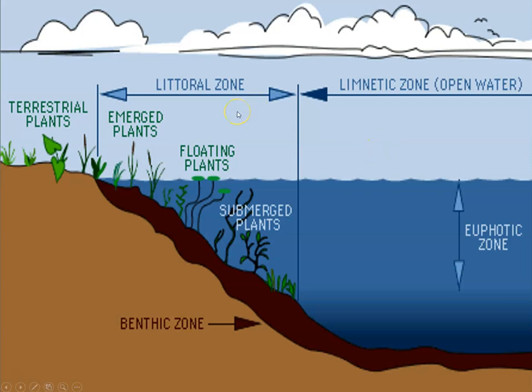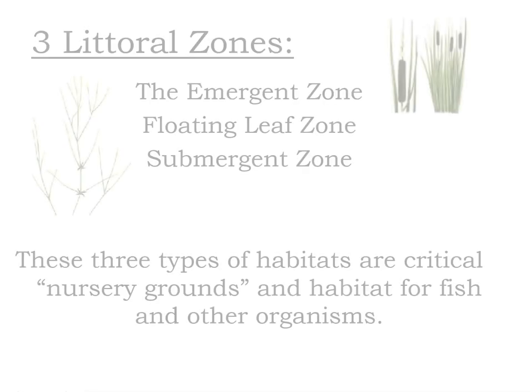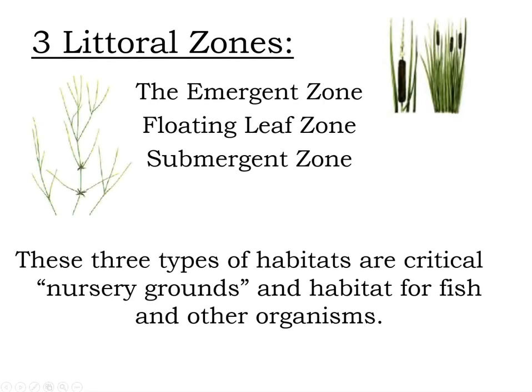Okay, littoral zone is broken up into 3 different zones, and we'll look at each one individually. Emergent zone, floating leaf zone, and submergent zone. And then the limnetic zone is broken up into the euphotic zone and the benthic zone, which sort of overlaps into the littoral zone a little bit. Okay, let's look at each one a little bit more here. So the littoral zone is made up of these 3 zones here.